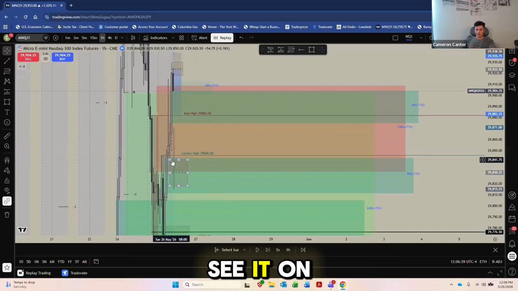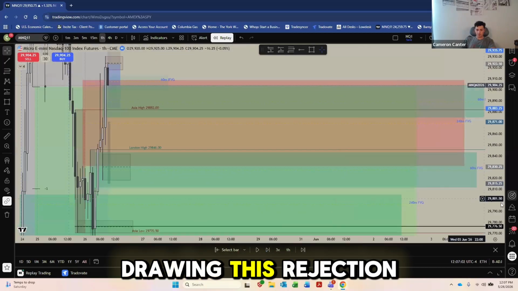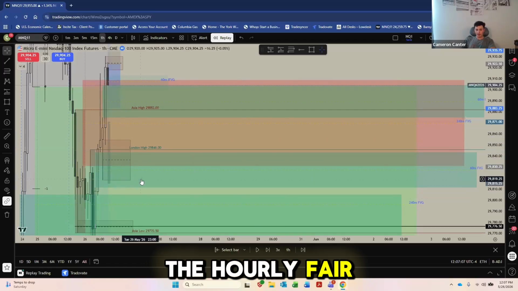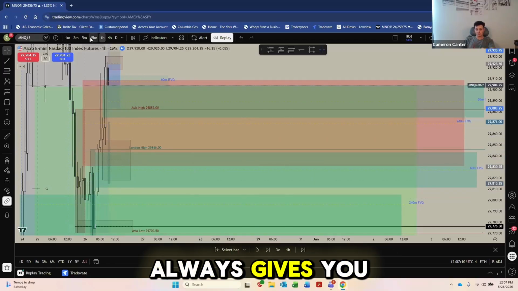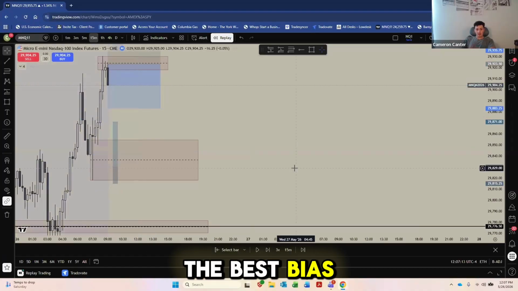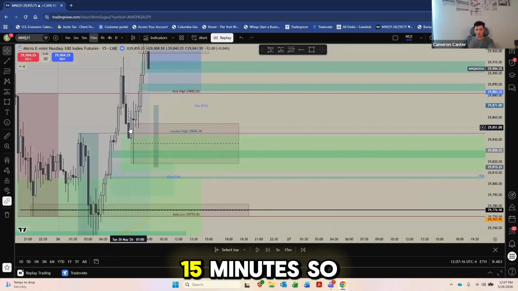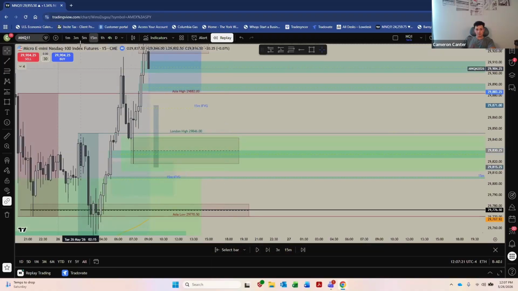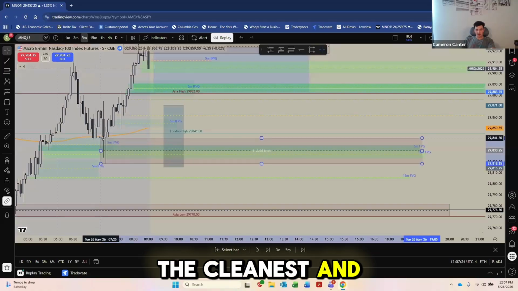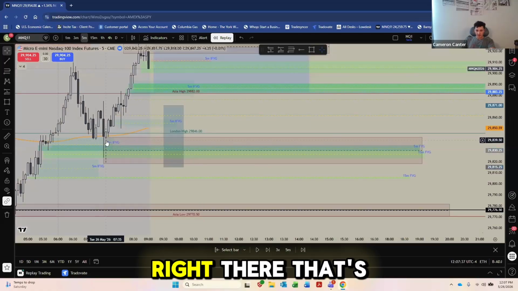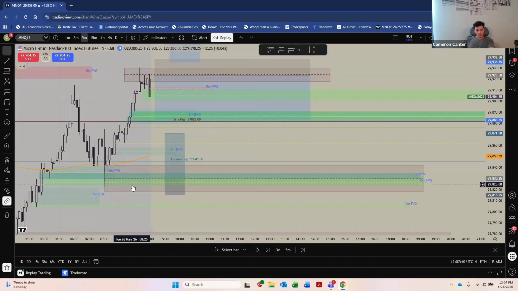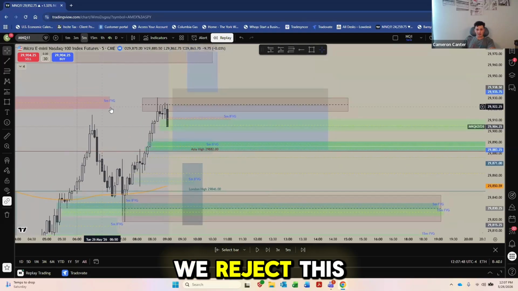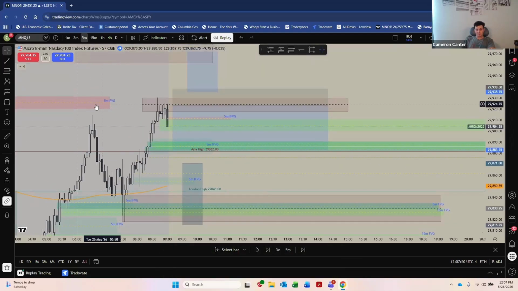And then obviously, you can see it on the hourly, right? So you would start by drawing this rejection block on the hourly chart right here, the rejection of the hourly fair value gap, because again, higher time frame always gives you the best sort of analysis, the best bias. And then here's our rejection block on the 15-minute, so you can shrink it basically down to there. And this is where it becomes the cleanest and the smallest. Right there, that's your 5-minute rejection block. And then this morning, we come up, we reject this 5-minute fair value gap.